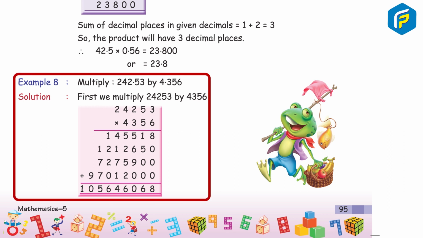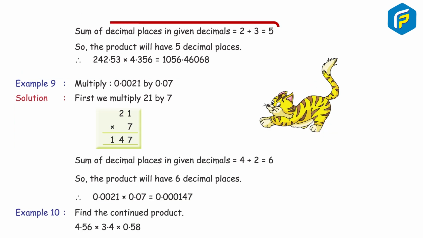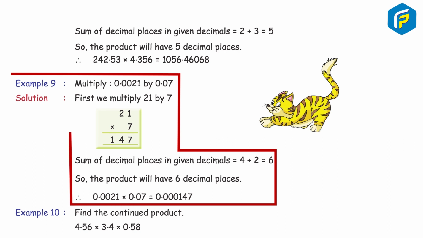Example 8. Multiply 242.53 by 4.356. Solution. First, we multiply 24,253 by 4,356. Sum of decimal places in given decimals, 2 plus 3 equals 5. So the product will have 5 decimal places. 242.53 into 4.356 equals 1056.46068.